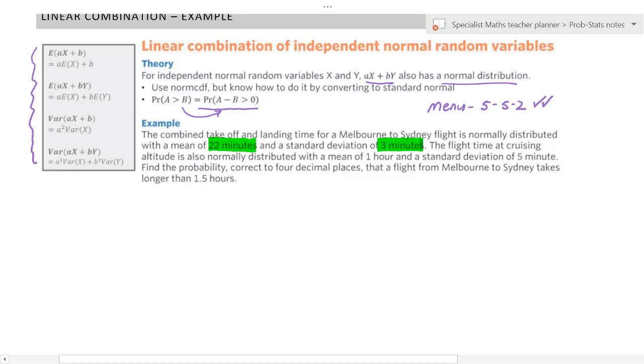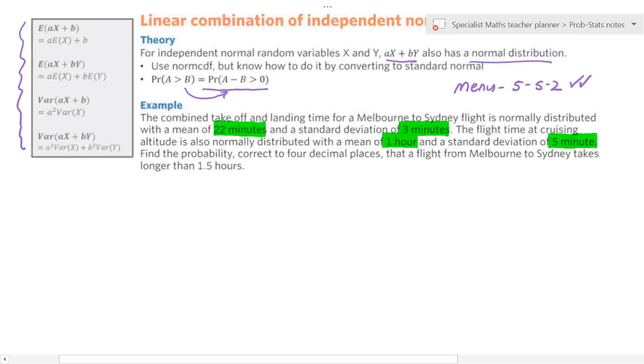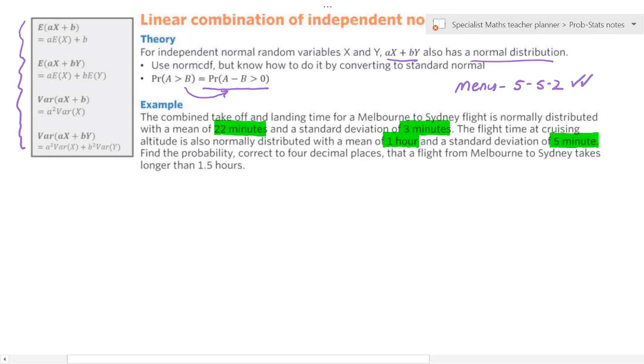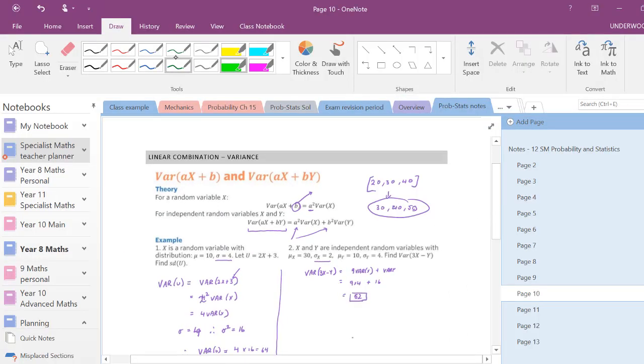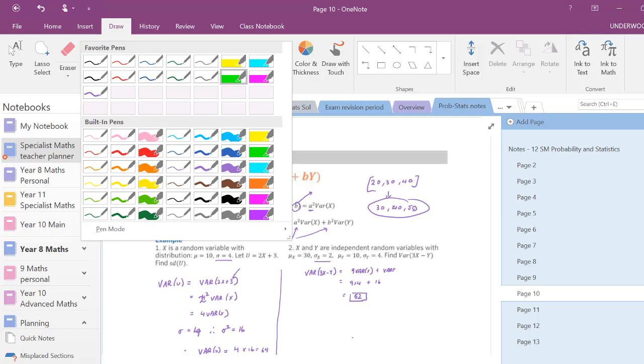The flight time at cruising altitude is also normally distributed with a mean of 1 hour. Oh, be careful, look, that's 1 hour, that's not in minutes. And a standard deviation of 5 minutes. Find the probability, correct to 4 decimal places, that a flight from Melbourne to Sydney takes longer than 1.5 hours. So it's a lot of information to take in, isn't it? Okay, we've highlighted everything that we need.